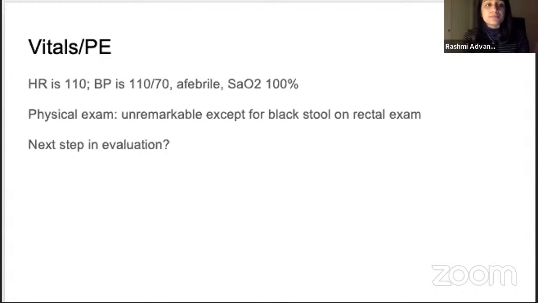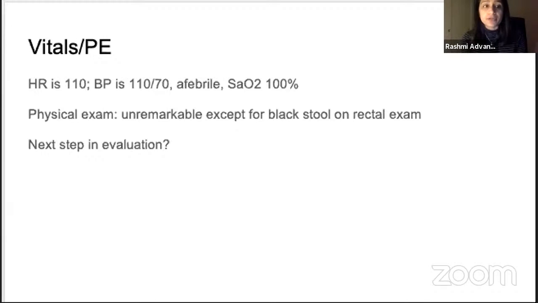So her heart rate is 110. That's a little bit elevated from the normal range of 60 to 100. Her blood pressure is 110/70. So that's pretty normal for a 35-year-old. I didn't mention her weight, but she's an average sized woman. She's afebrile, so she doesn't have a fever, and she's saturating 100% on room air.